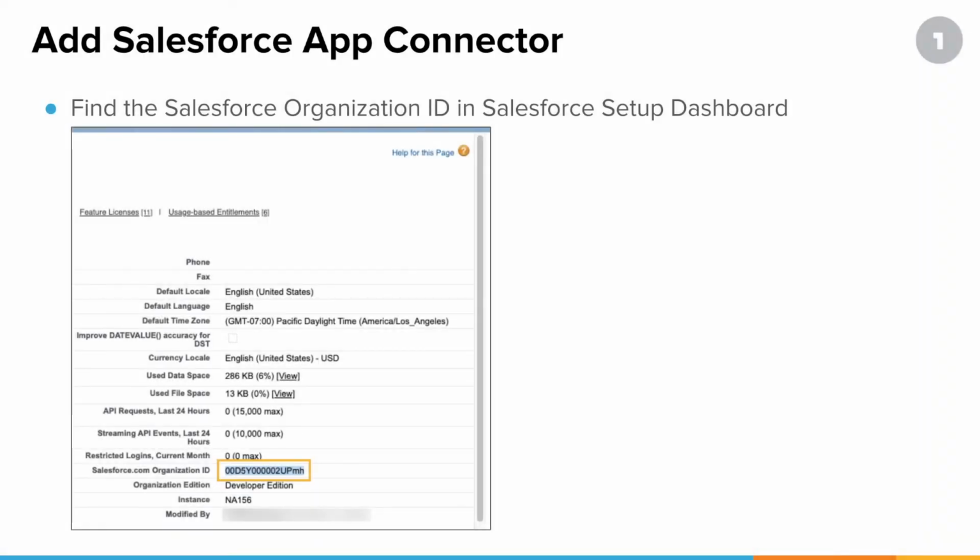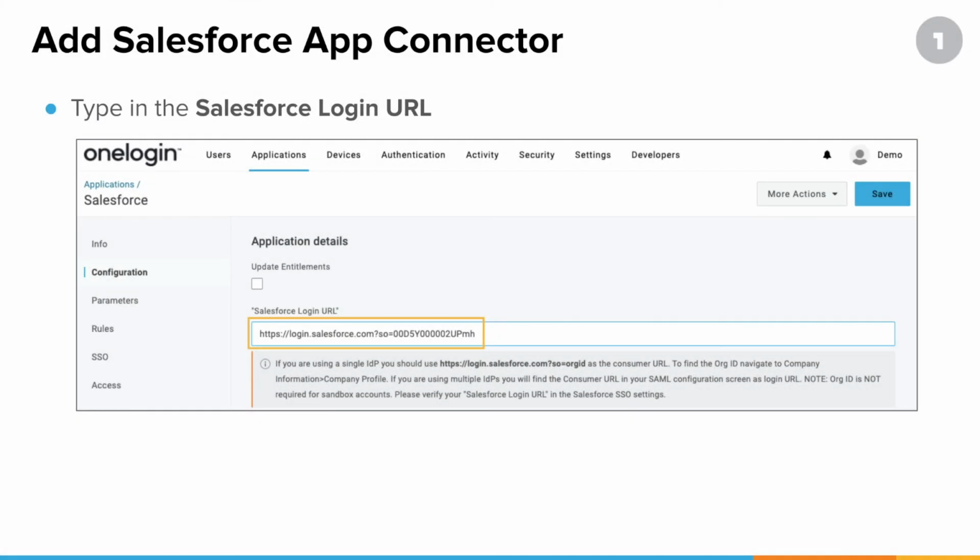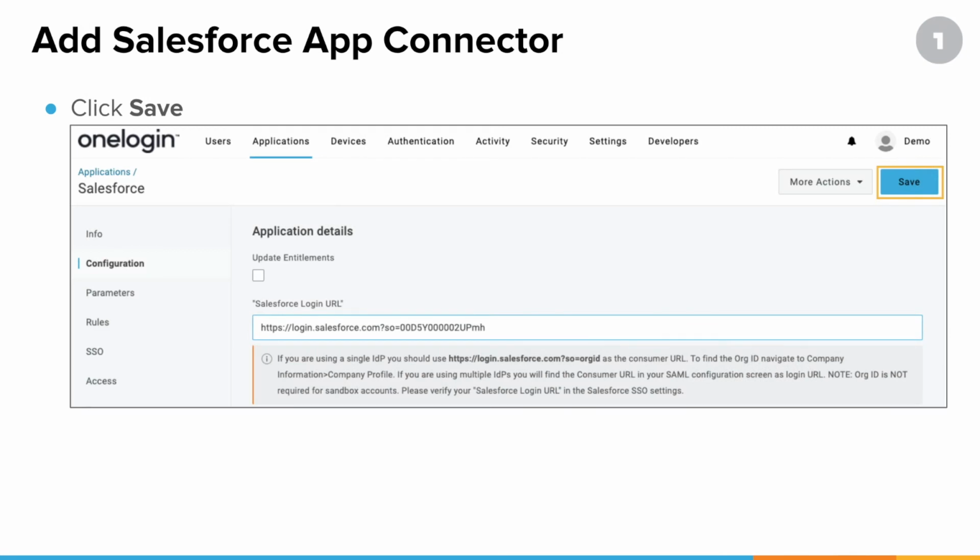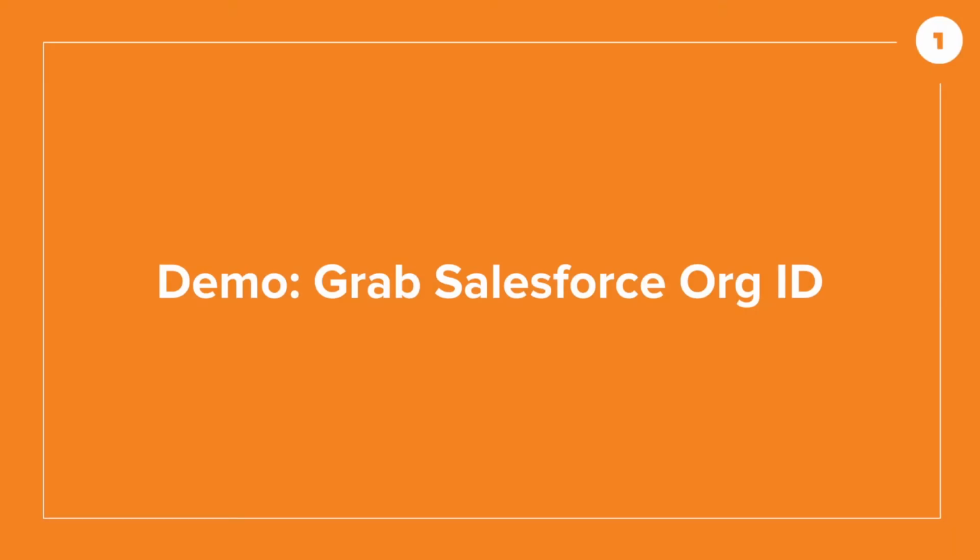So you'll find the Salesforce.com organization ID over in that Salesforce Setup dashboard under Company Information. All you need to do is copy that value that you see highlighted here and tag it on at the end of the URL. So after the so= portion, just paste it in there. Now you just need to click Save, and you've completed the initial setup of your Salesforce app connector. So let's go finish it over in my real build.